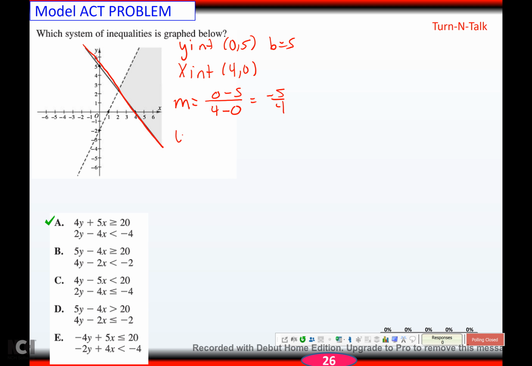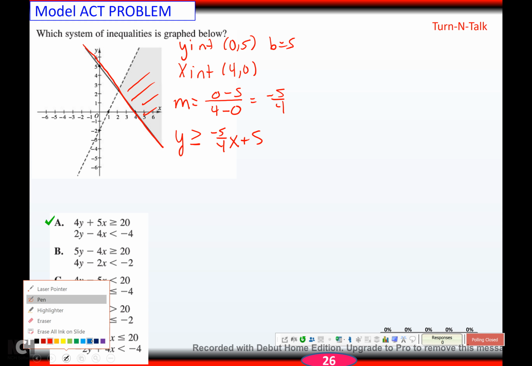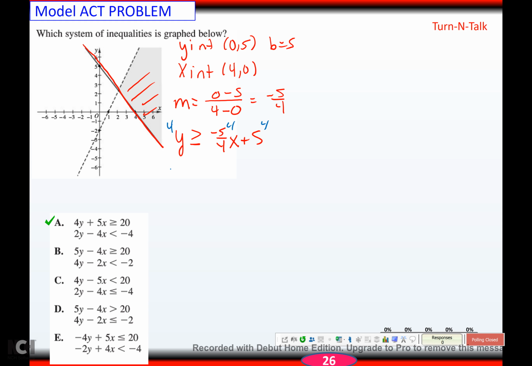So writing an equation, I have y greater than, it's because it's shaded above, or equal to, because it's solid, -5/4 x plus 5. Again, they're in standard form, so kill the fraction, move the x, multiply everything by 4. I get 4y greater than or equal to -5x plus 20. Then move my 5x over, so add 5x, I get 5x plus 4y is greater than or equal to 20.